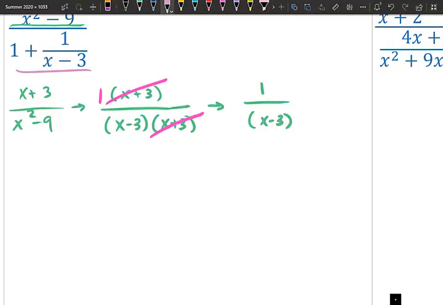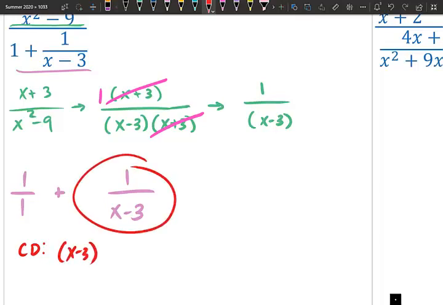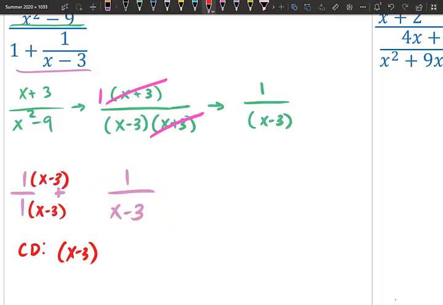All right, let's talk about the bottom now. Since we have fractions, we have 1 over 1 plus 1 over x minus 3. It's telling us to add, so we have to get our common denominator. We're just going to multiply them together. So 1 times x minus 3 is just x minus 3. This is already x minus 3, which means the left side needs x minus 3. So we now have x minus 3 over x minus 3 plus 1 over x minus 3.